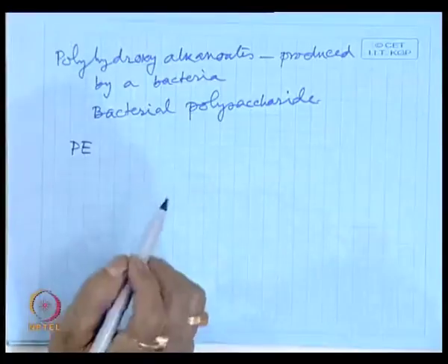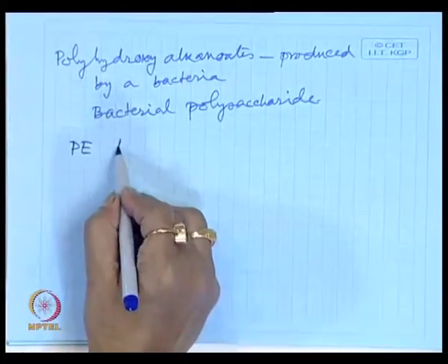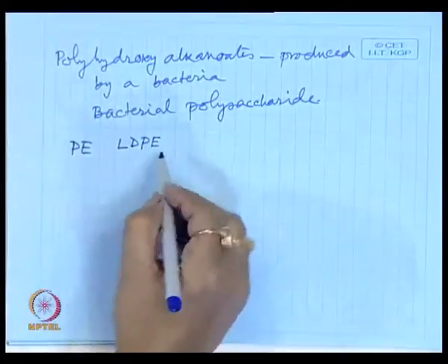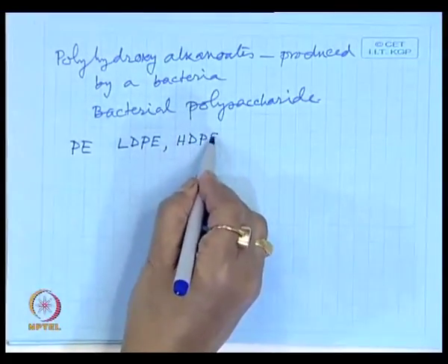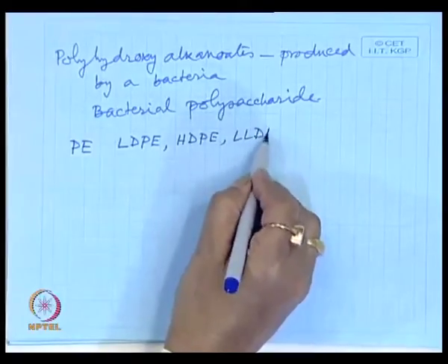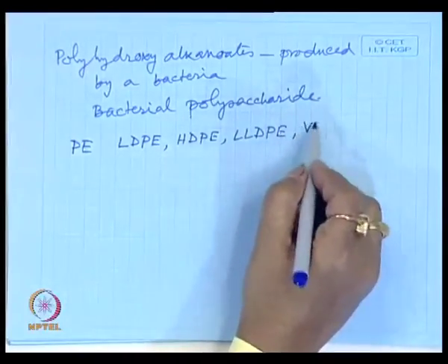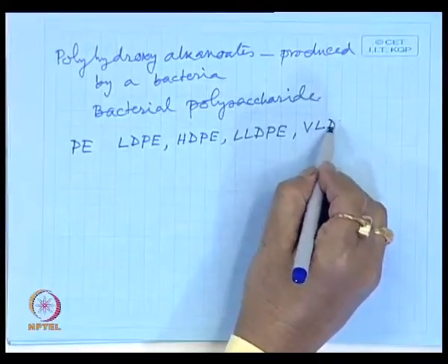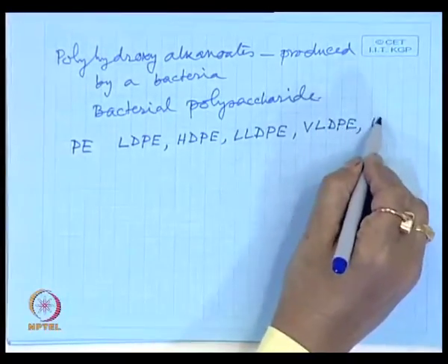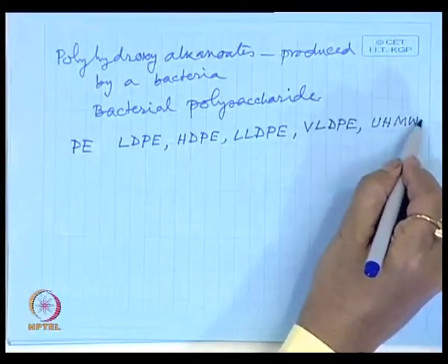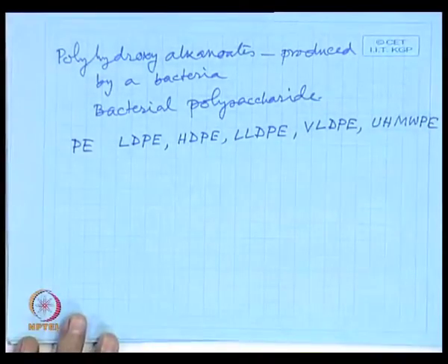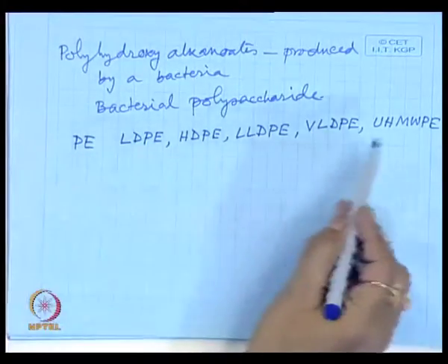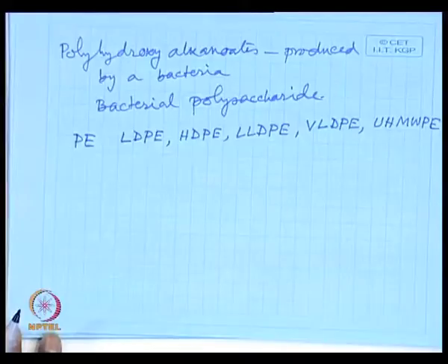Plenty of examples can be cited. Say polyethylene, this is the first example, polyethylene, PE. There are various grades of polyethylene: low density polyethylene, high density polyethylene, linear low density polyethylene, very low density polyethylene, and ultra high molecular weight polyethylene. You see, a large number of grades are possible from polyethylene.